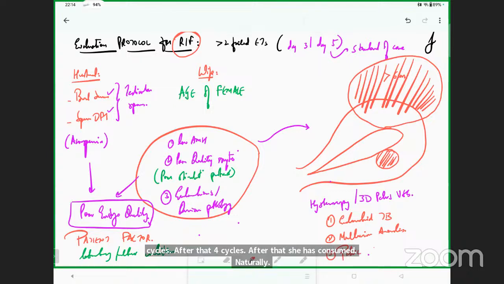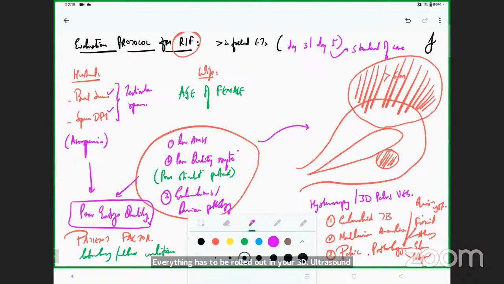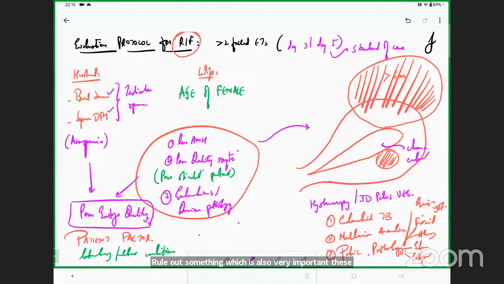So, you must rule out all forms of pelvic pathology. So, pelvic pathology includes everything. It is fibroid, it is adenomyosis, it is endometriosis, it is prolapse, it is ovarian cyst. Everything has to be ruled out in your 3D ultrasound or pelvic scan. And of course, guys, always rule out something which is also very important these days, and that is chronic endometritis, very, very commonly seen as far as India is concerned.